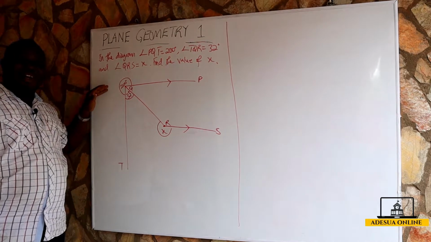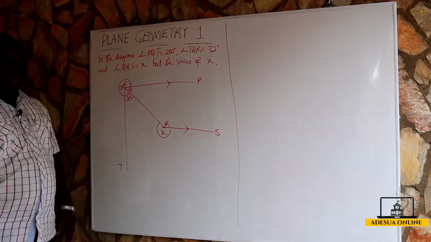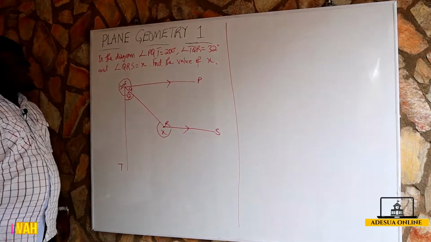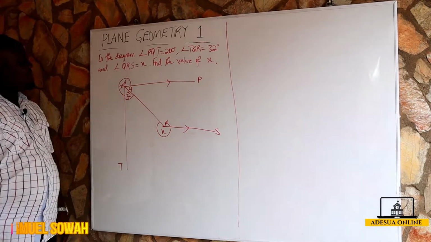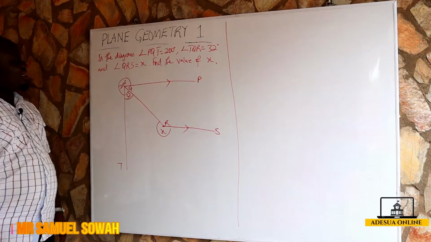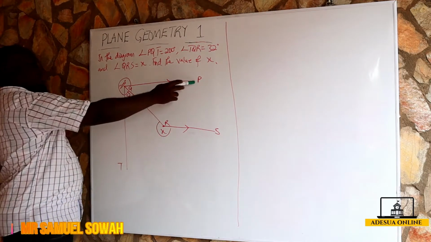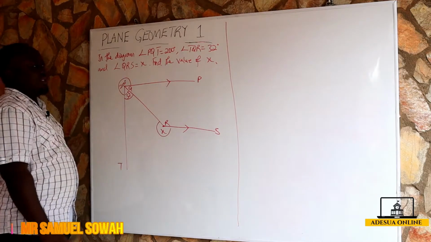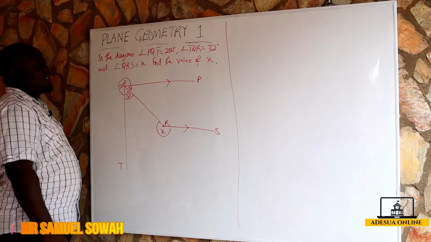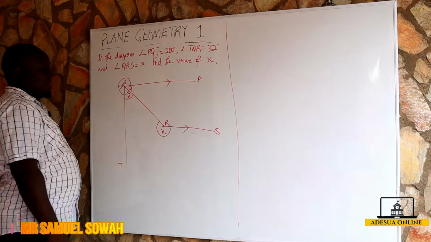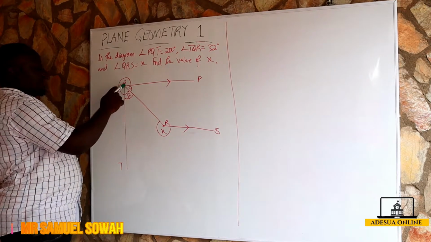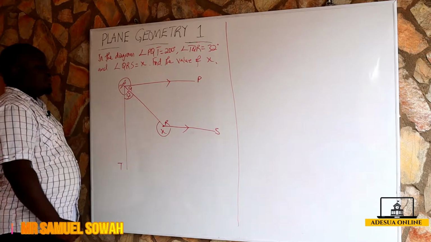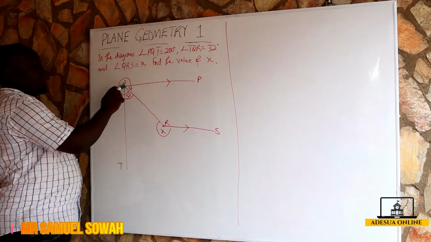Continue our lesson by solving the question on the board. So in the question, I read, in the diagram, angle PQT, which is this exterior angle, is 200 degrees. Angle TQR is 32 degrees.